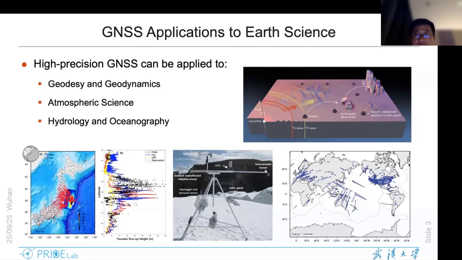And we can do some research on space weather, which is closely related to the ionosphere. And we can also use the GNSS displacements captured by the ground stations to invert for the hydrology issue on the ground, and to invert for the mass redistribution caused by the underground water. So this is the application we can imagine, which are closely related to high precision GNSS.